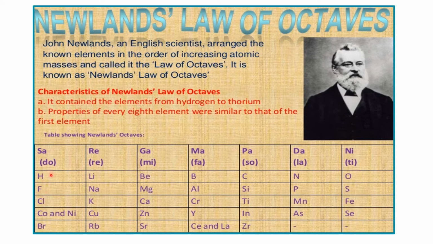So here we can see that from hydrogen to oxygen, one group, 7 elements, again fluorine to sulfur, in which 1, 8, 17 are falling under the same group. Then cobalt and nickel, bromine are also in the same group.